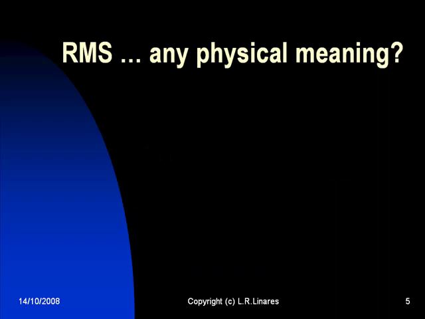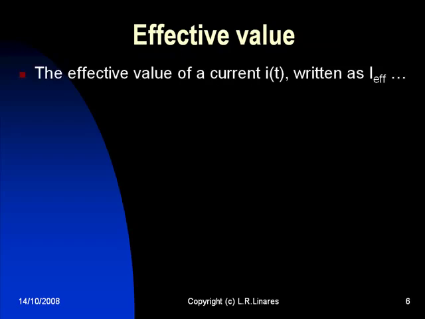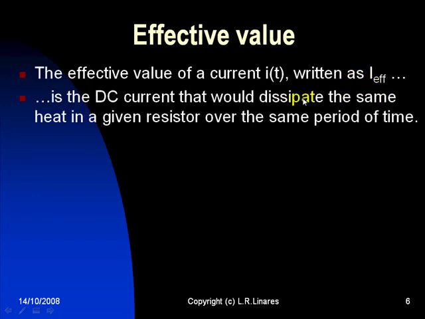Any physical meaning? There is something called the effective value that has a physical meaning. The effective value of a current i of t, which is a function of time, we're going to write as I_F like so. I_F is the effective value. It's defined as a DC current that transports the same amount of energy in the same period of time as the original current i of t. That is, we find a DC current I_F that carries the same amount of energy in the same period as i of t, and we call that the effective value of the current.